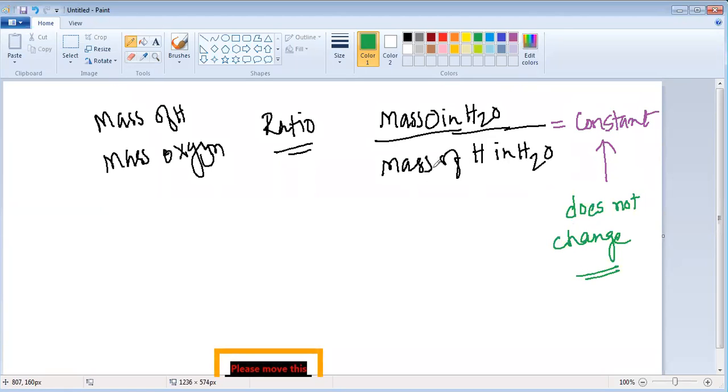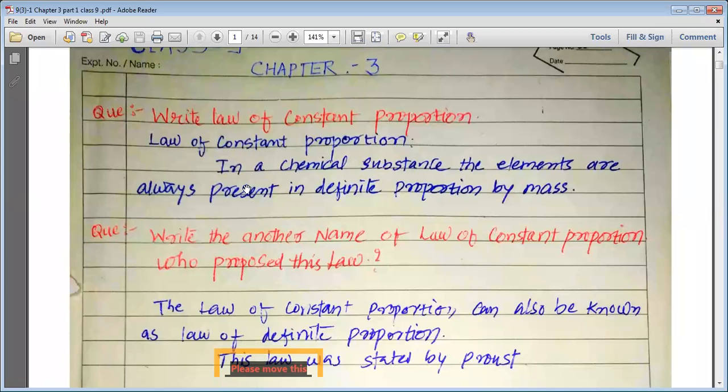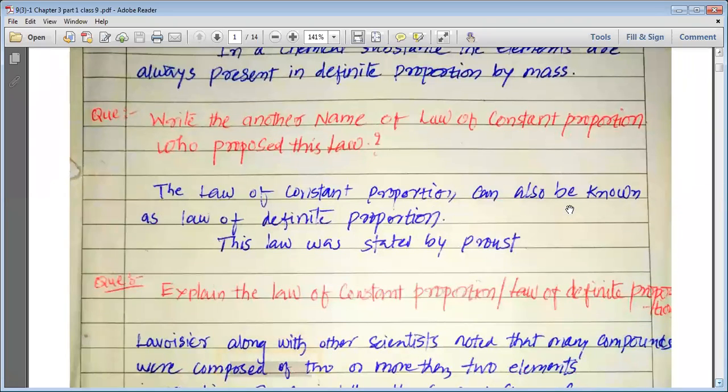So this is how, my dear students, we understand the law of constant proportion, and this law of constant proportion says to us, my dear students, that in a chemical substance, the elements are always present in a definite proportion by mass. चलिए इसको थोड़ा और डिटेल में समझते हैं.